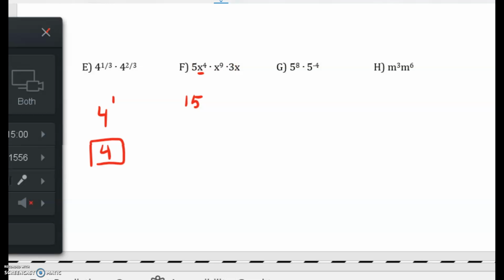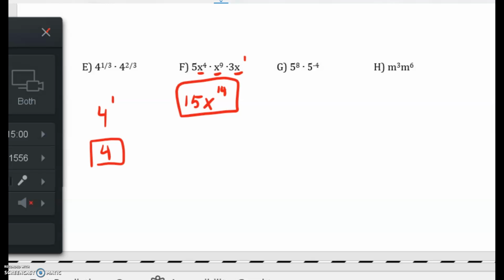Now let's look at the variables. So x to the 4th times x to the 9th times x. And remember, if there's not a number as an exponent, that's really a 1. It's not a 0. It'd be a 1. So I'm doing 4 plus 9 plus 1. 4 plus 9 is 13 plus 1 is 14. So x to the 14th.